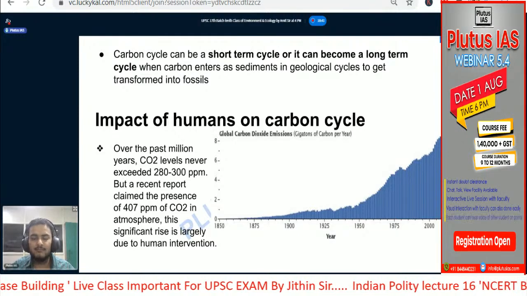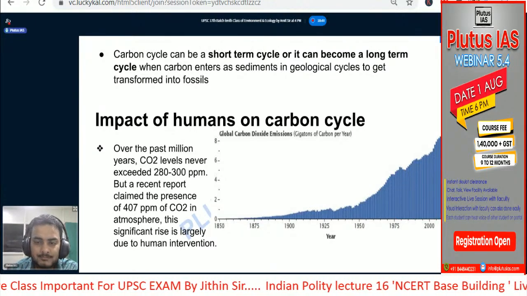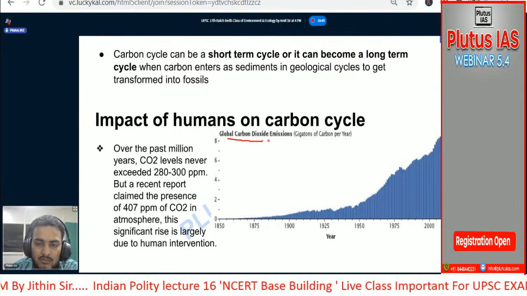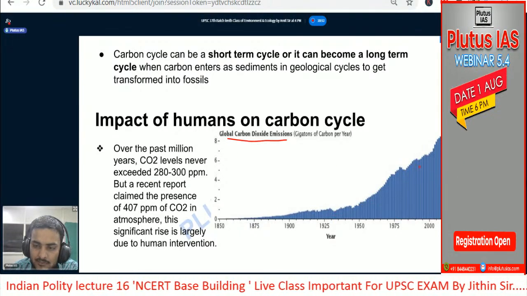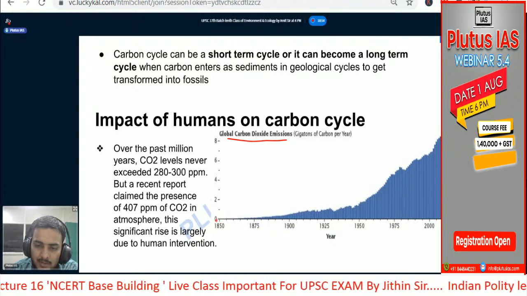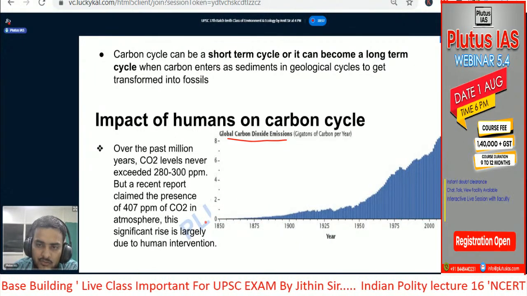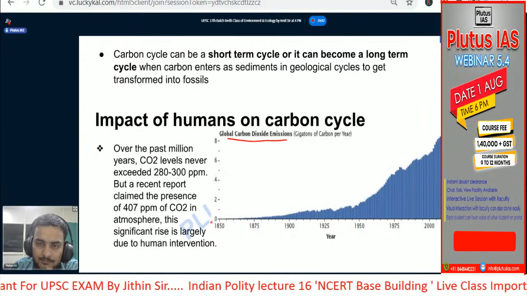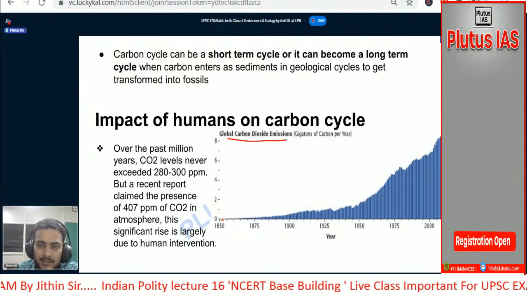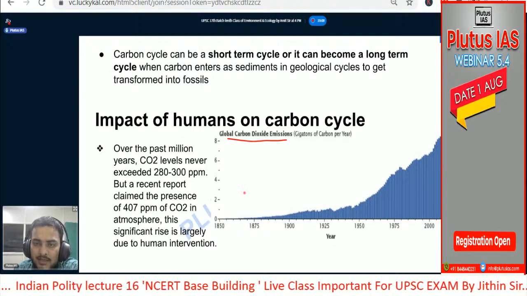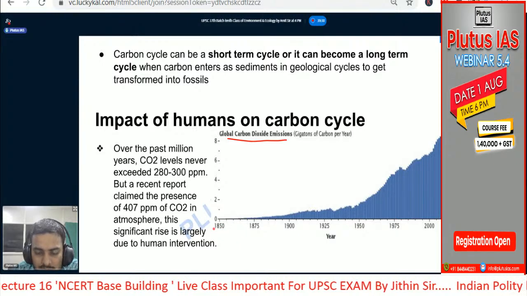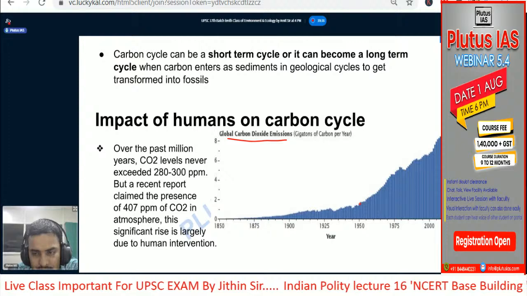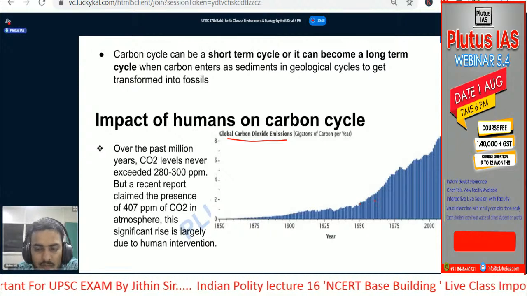Here we have impact. One of these facts I have discussed earlier: global carbon dioxide emission, this is data from the NASA website, which shows that from the 1850s, that is from the Industrial Revolution, which came in the mid 19th century, especially with railways and steel factories, till the 1950s it was fine.